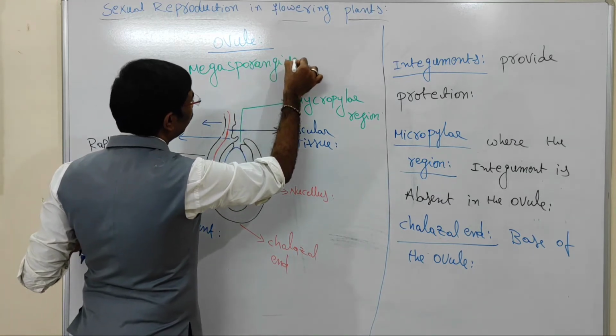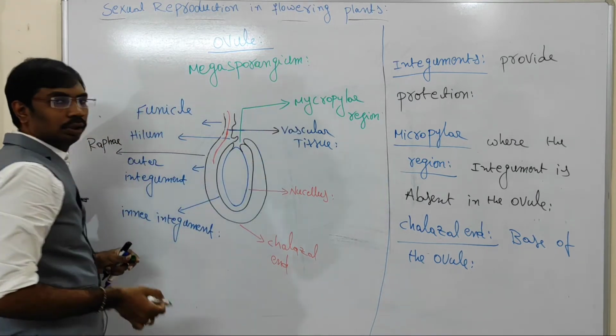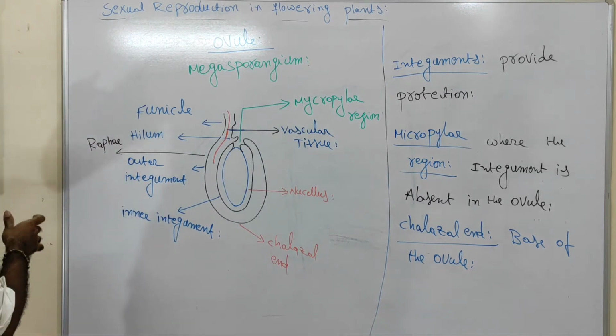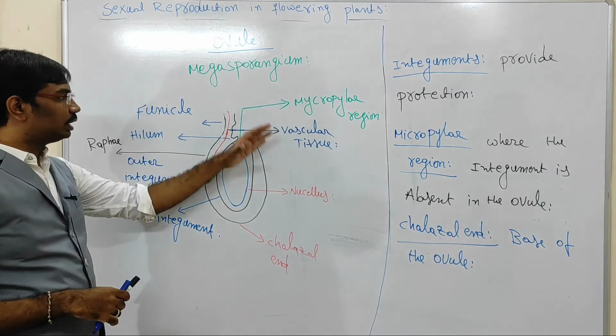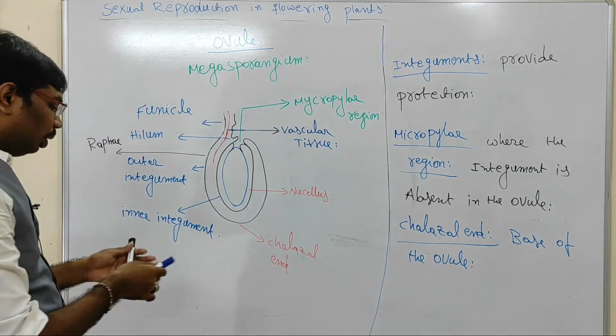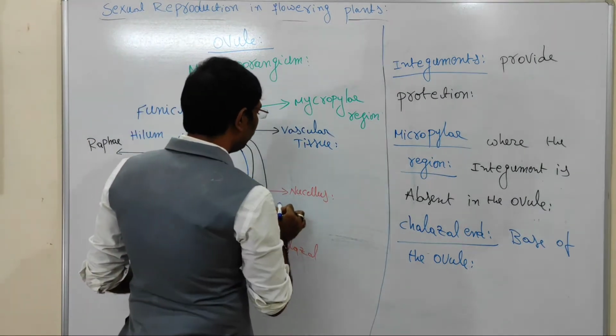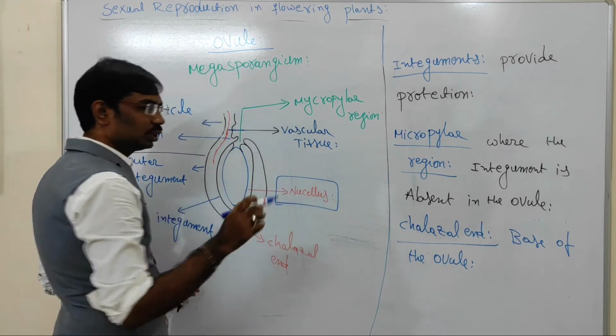Ovule is also called megasporangium. Okay, so another name of the ovule is megasporangium. So these are the different parts. Now I am going to discuss one important area in the ovule, that is nucellus.